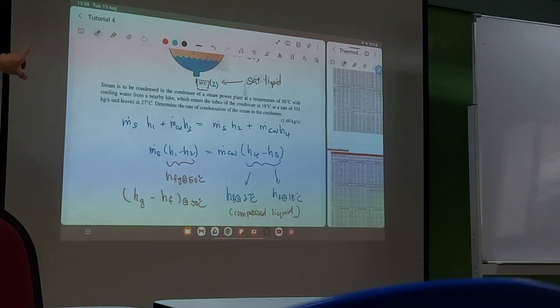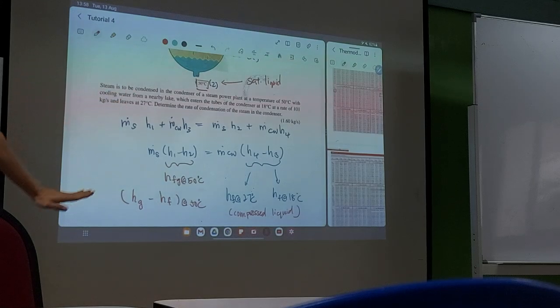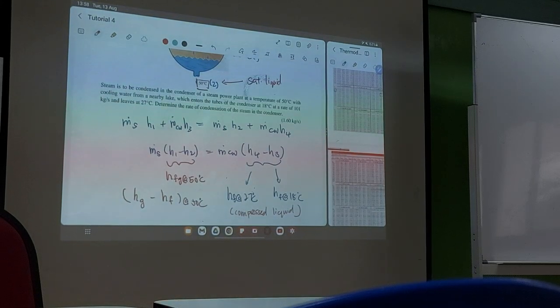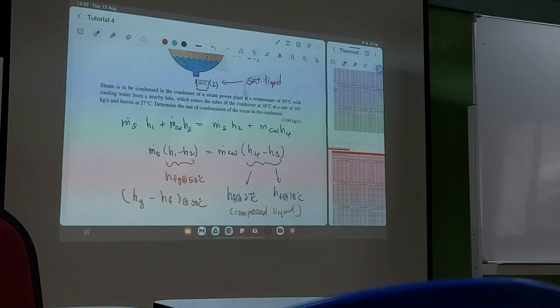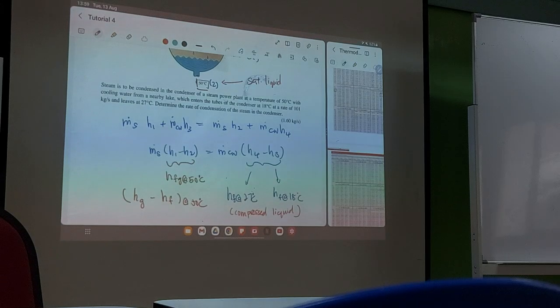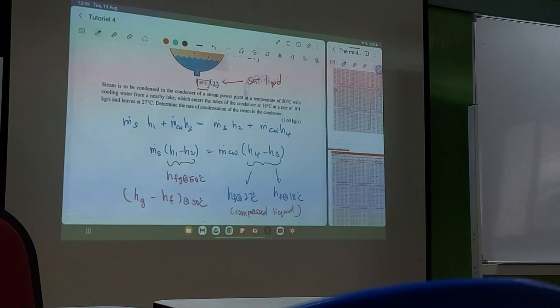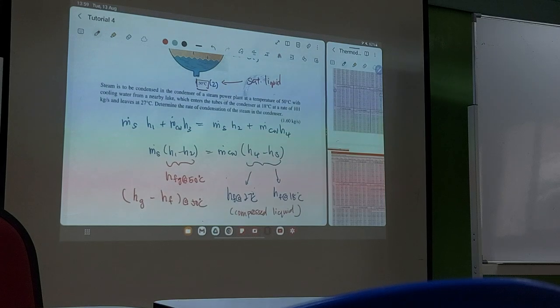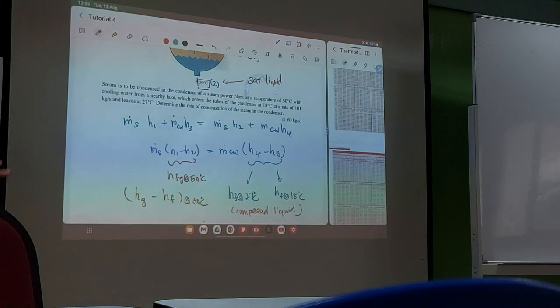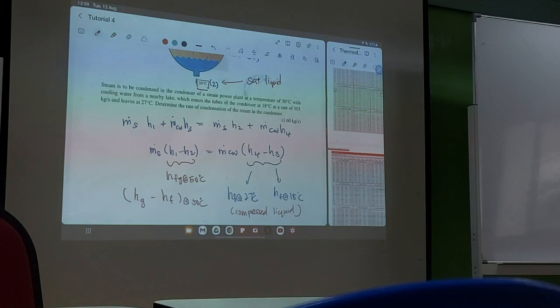Does it make sense to you? Like, it goes in as saturated vapor, comes out as saturated liquid. This example is intentionally tricky for that part. It requires you to understand what is happening over there.